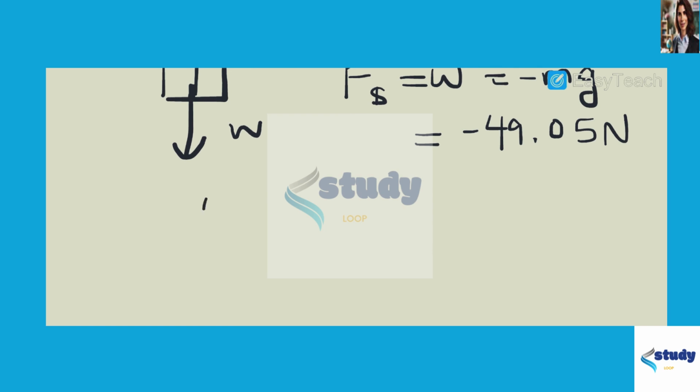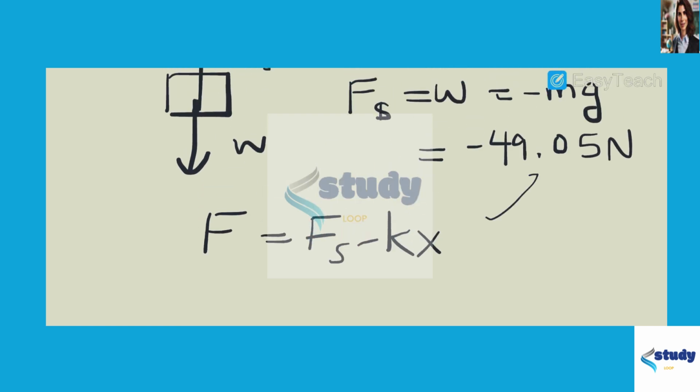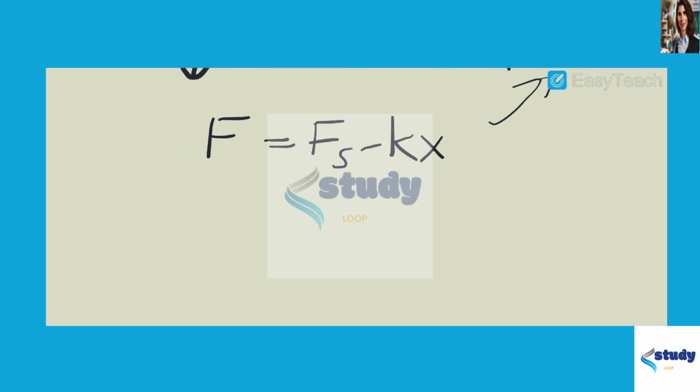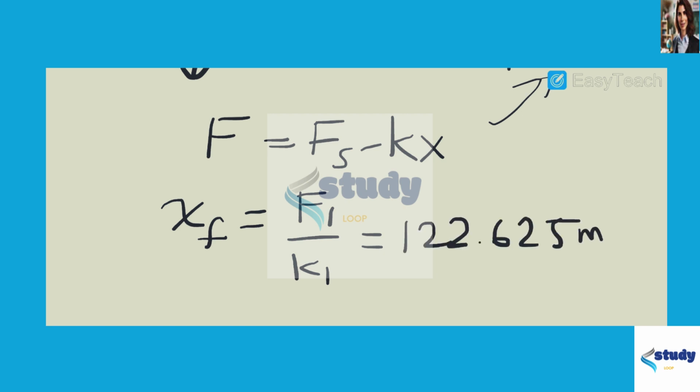Now we know that when the collar moves up the distance x, the spring force is going to change, and that's simply going to be equal to Fs minus Kx. And that Fs is what we solve for here, that negative 49.05 newtons. And it's going to be that until the collar separates at xf, which is going to be F1 over K1. So if we solve for that, we can say that xf is going to be equal to F1 over K1, which will be equal to, we know F1 is 49.05 newtons, we know K1 is 400 newtons per meter, and this will translate into 122.625 millimeters.